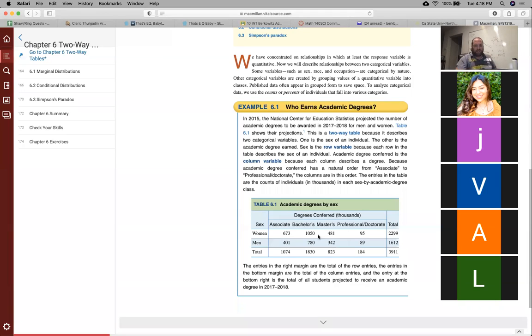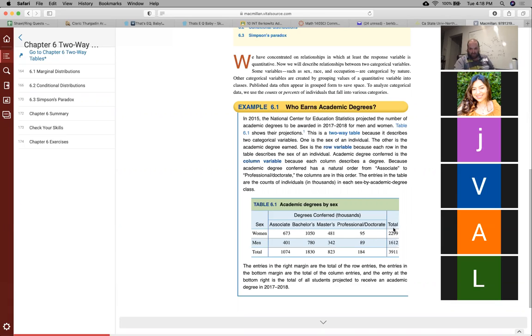As you can see in this two-way table, this is one way, this is the other way. As you can see, there are 673 women who earned associate degrees, 1,050 women who earned bachelor's degrees, and so on. We can fill in the 8 cells of the table. The 8 squares of the table are right there. Do we all agree? It's very straightforward looking so far.